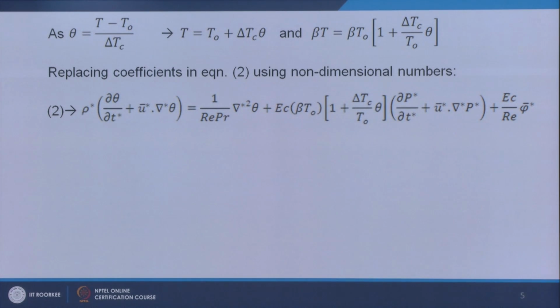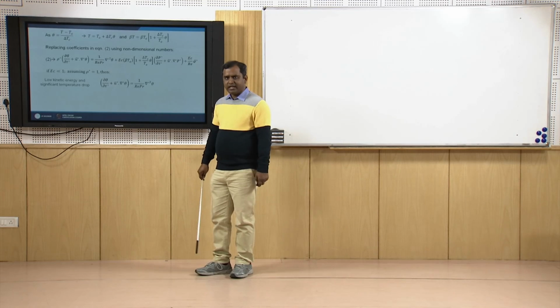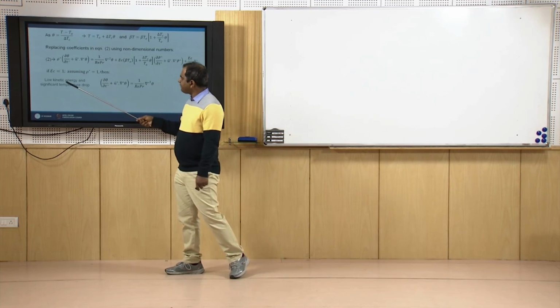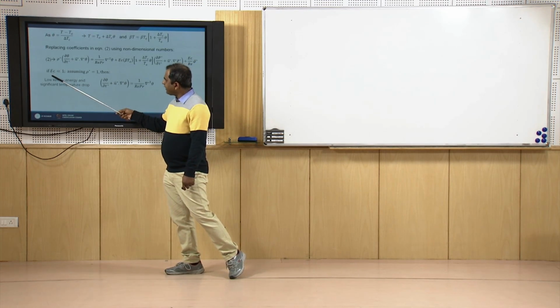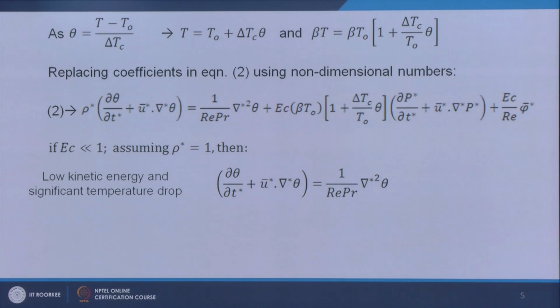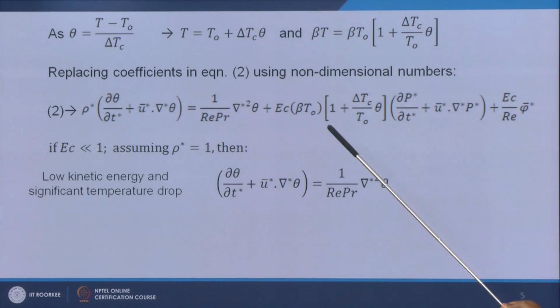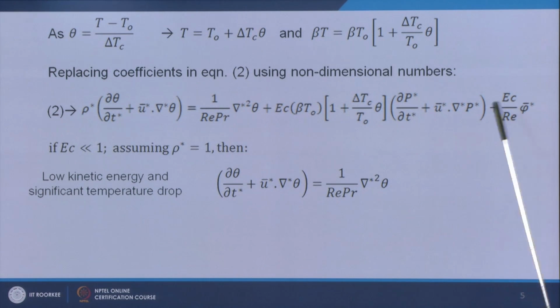Next, let us see what happens whenever we have a very low Eckert number. This is our objective, to see what happens at low Eckert number. Low Eckert number means low kinetic energy and significant temperature drop. Cp into delta Tc will become very big. So in that case, we get the equation a little bit modified. This term and this term can be neglected because we have low Eckert number.